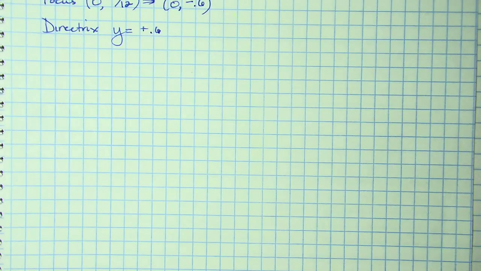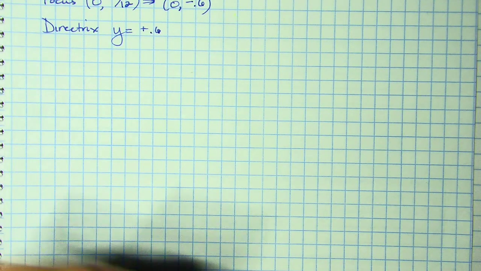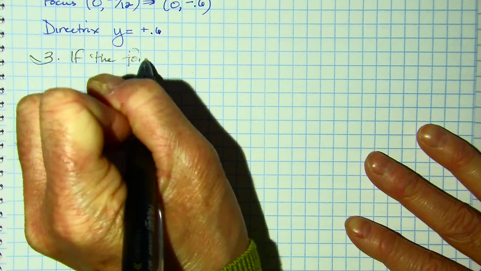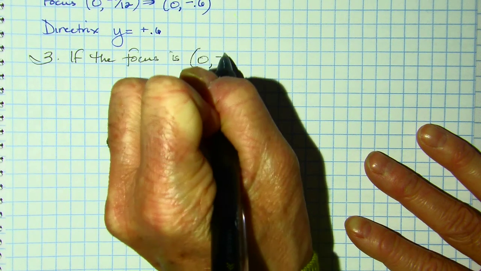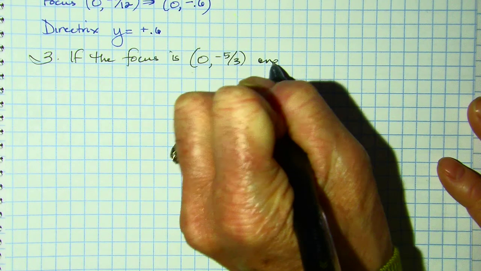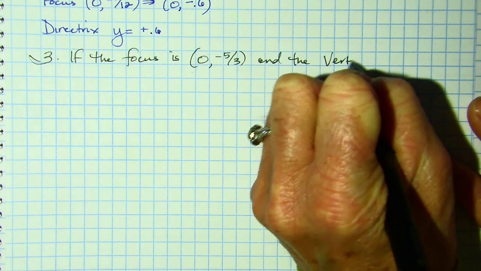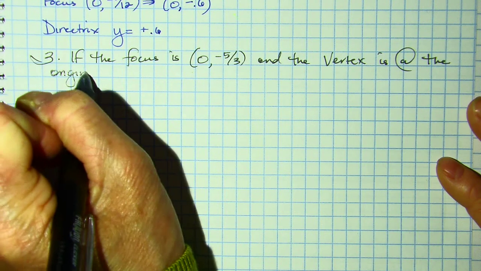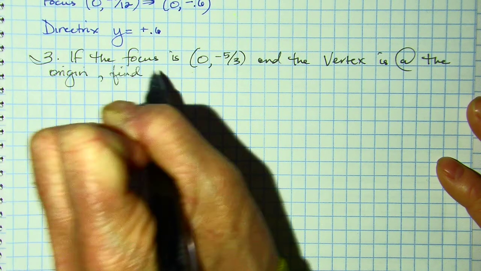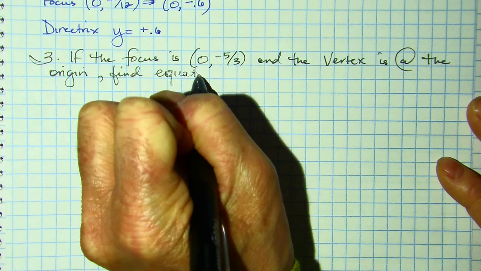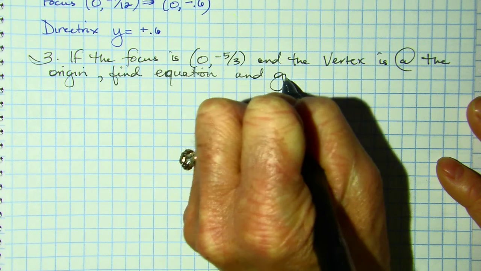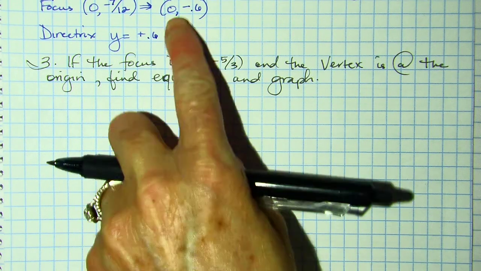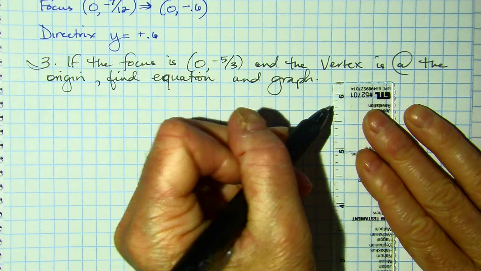All right, so last one. I'm going to give you the information just so you have this practice. So if the focus is 0 and -5/3, and the vertex is at the origin, find our equation, and graph. All right, so let's talk about where our focus is. And we'll go from there.